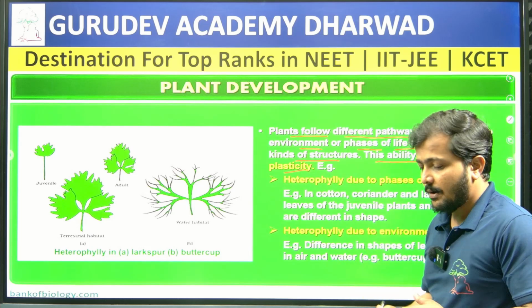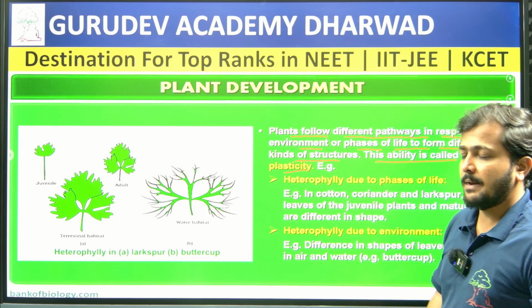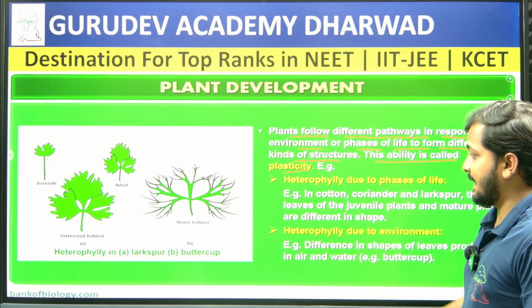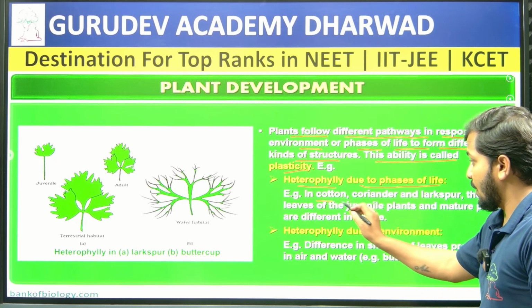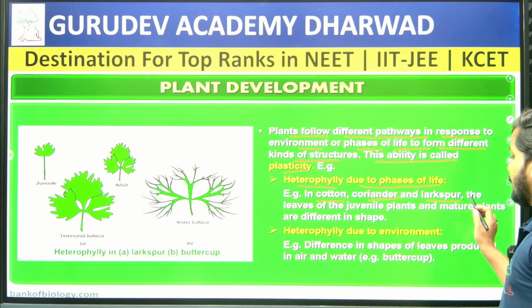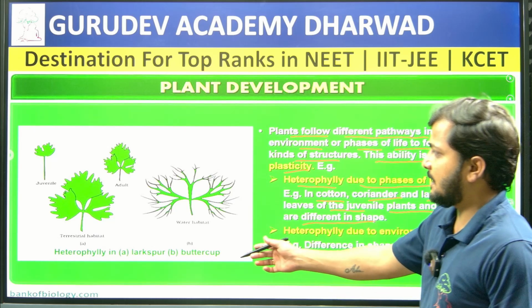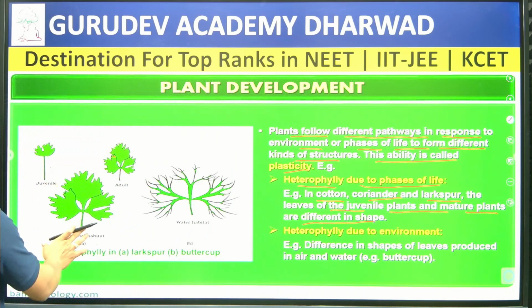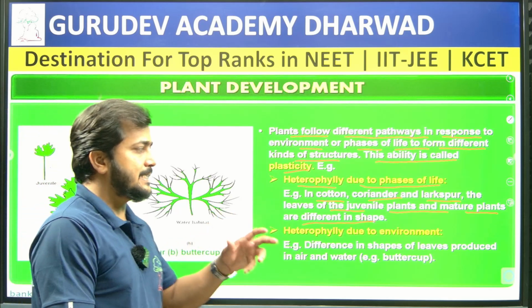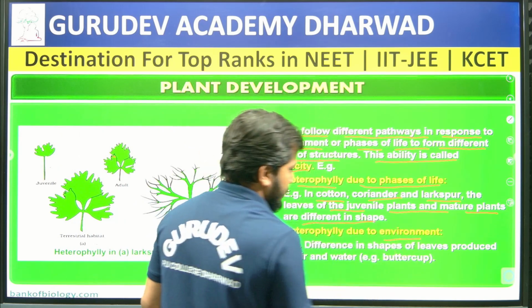Now with respect to the environmental condition, it shows different patterns of growth. So that itself is what we call plasticity. Here, heterophily due to the phases of life is what we'll see. In cotton, coriander and larkspur, the leaves of the juvenile plant and the mature plant differ in shape, right? So you can consider the larkspur example: based on juvenile, adult or terrestrial habitat, you are going to find a change in the shape of the leaves. The heterophily is due to the particular environmental condition.